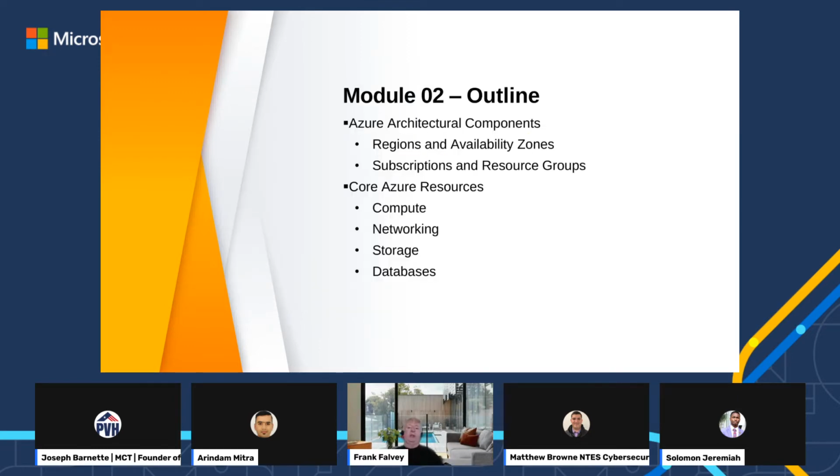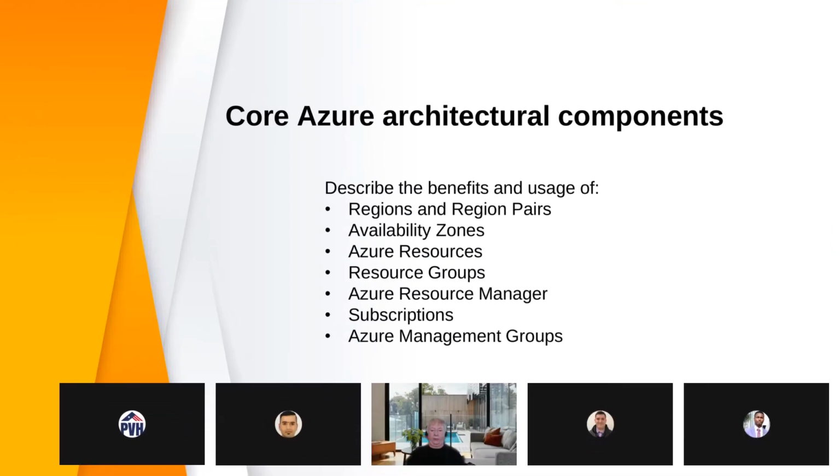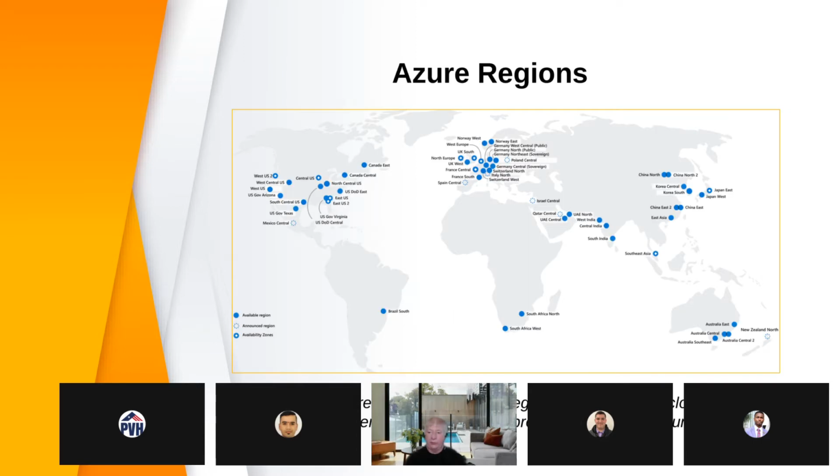So then onto module two. This focuses on the architecture components, like where your data centers are and where your resource groups are, and all this kind of stuff. Or resources like compute, network, storage, and databases. So these are the architectural components: regions, zones, resources, resource groups, subscriptions. So we drill down into those a little bit.